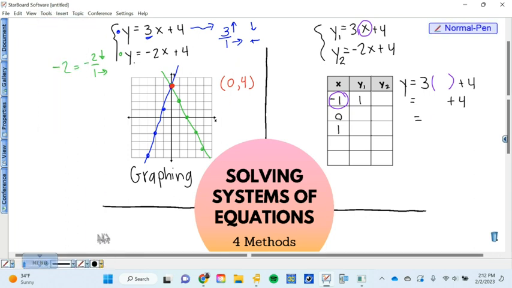If I plug in 0 to this equation, what happens? What's 3 times 0? 0. And what's 0 plus 4? 4. So when x is 0, y is 4.